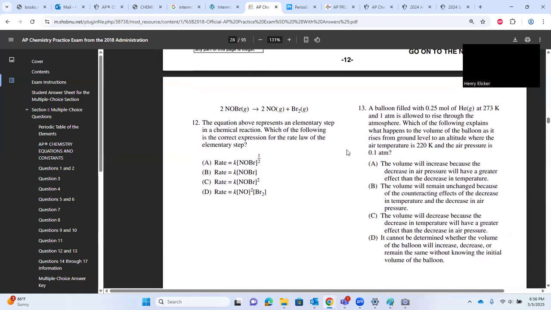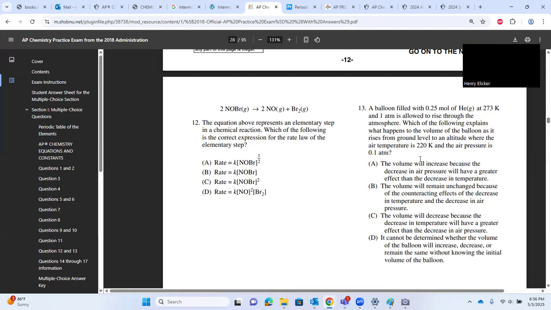13, a balloon is filled with 0.25 moles of helium at 273 Kelvin and 1 atmosphere and is allowed to rise into the atmosphere. Which of the following explains what happens to the volume of the balloon as it rises from ground level to an altitude where the air temperature is less and the air pressure is less. Compare the temperatures and compare the pressures, for instance. Well, notice the temperature is quite a bit less, goes from 273 to 220, but the atmosphere is a lot less of a fraction. It's like a thousandth, I think, if I'm looking at it correctly. Point is, you go from 1 to 0.1. That's a big change compared to the temperature.